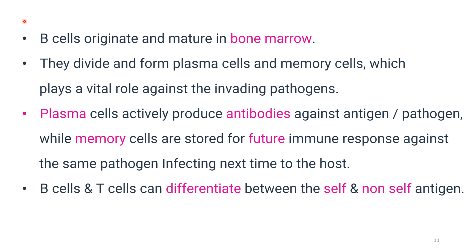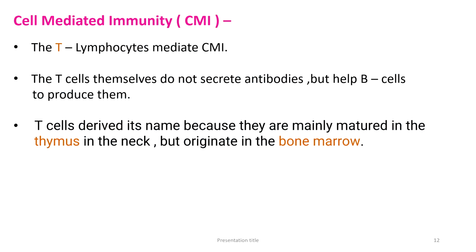Now we'll move forward towards our body's another important soldier, the T lymphocyte. If you remember, the B cells' immune response is known as humoral immunity. Likewise, the T cells' immune response is known as cell mediated immunity, that means CMI. So these T lymphocytes themselves do not produce or secrete antibodies but help B lymphocytes to produce them.